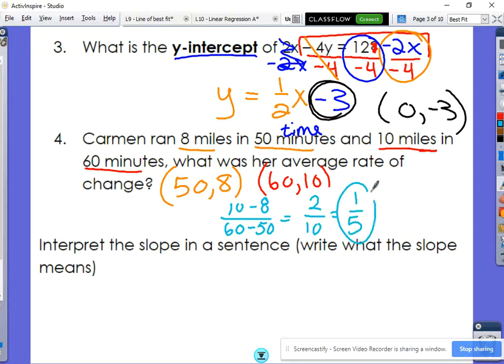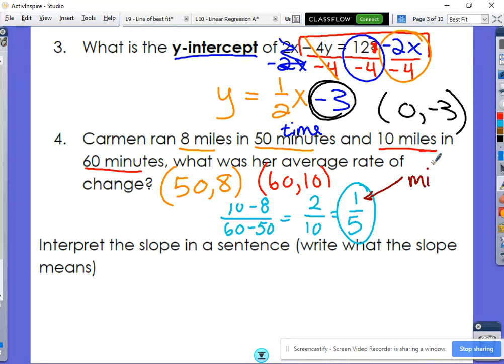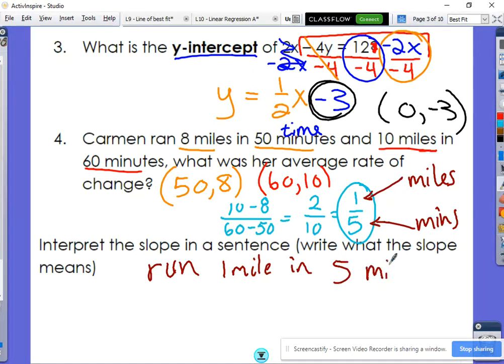So now that we know that slope, let's interpret it. Well, remember, if we're going to interpret this, this right here is our miles, and this right on the bottom is our minutes. So what this means is we can run, or whoever this is, Cameron, can run 1 mile in 5 minutes. Pretty fast. There's no way I could run 1 mile in 5 minutes. So Cameron's a pretty fast kid.